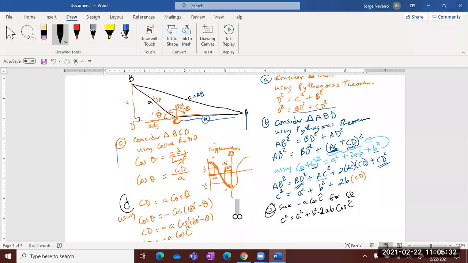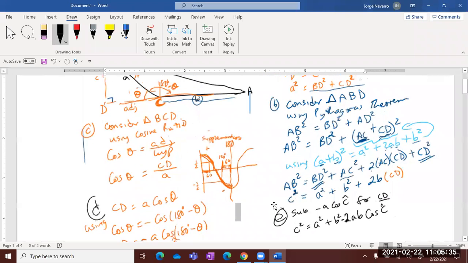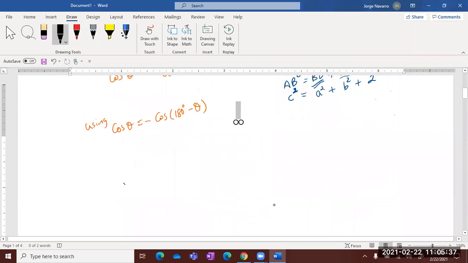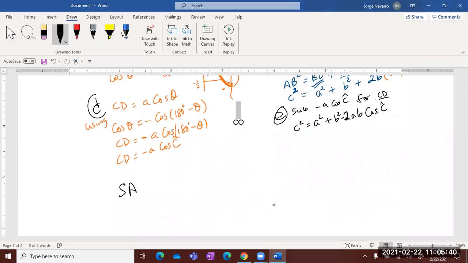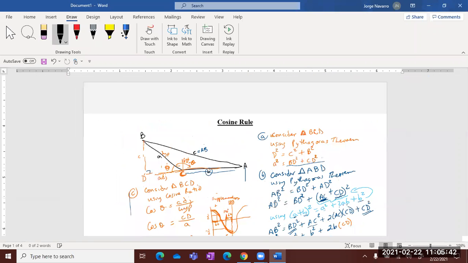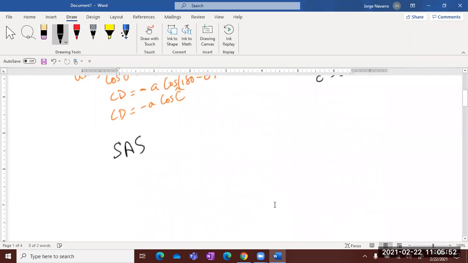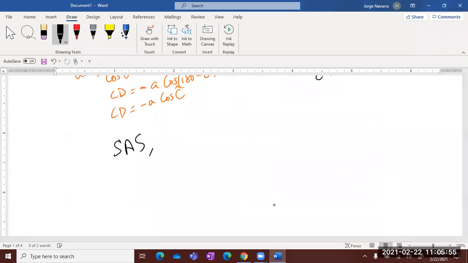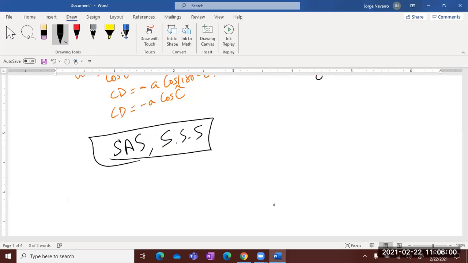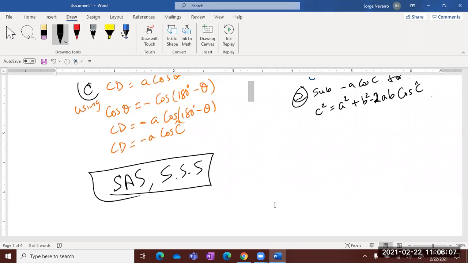Now, when can we use the cosine rule? Well, we can use it when we have a side angle side situation, as in this case right here, it gives you A, B, and the angle of B because we're looking for C. So we can use it in this case. And we can also use it in the case SSS when 3 sides are given. So there are 2 ways in which we can use this equation.